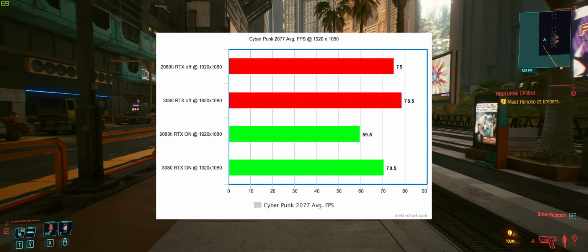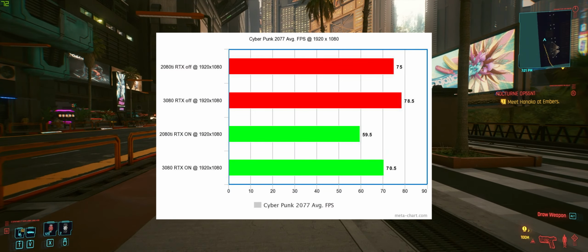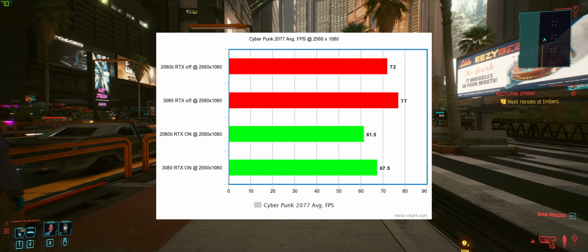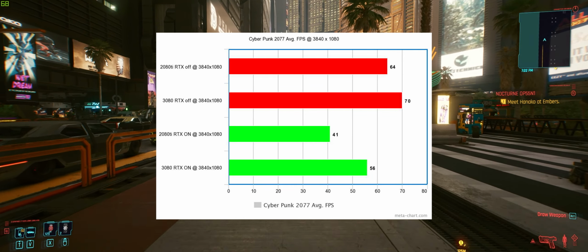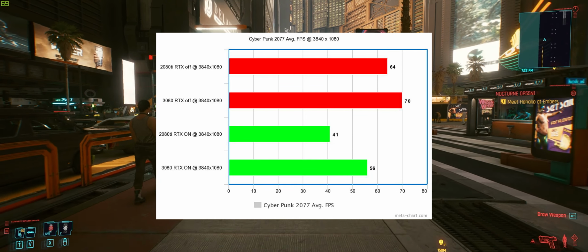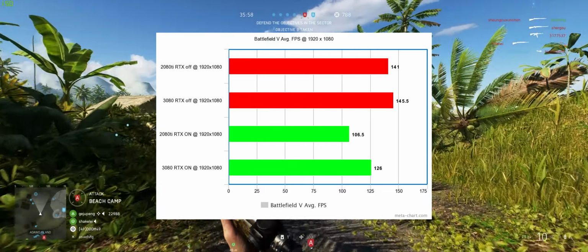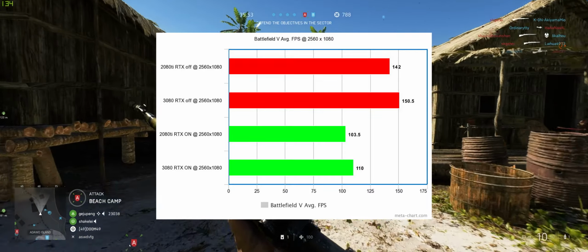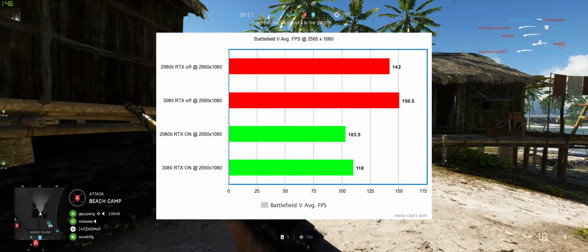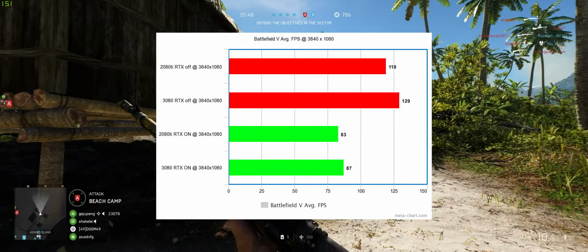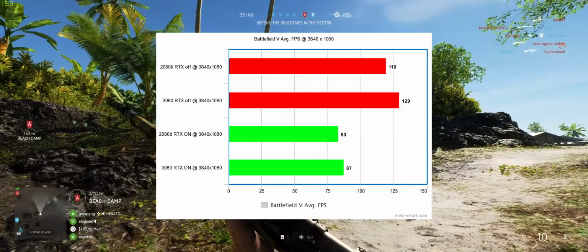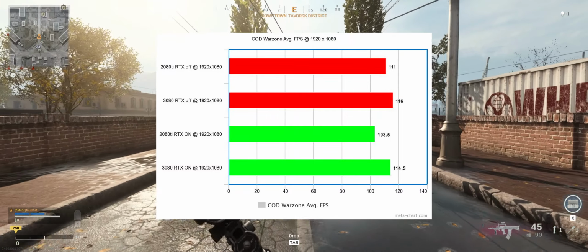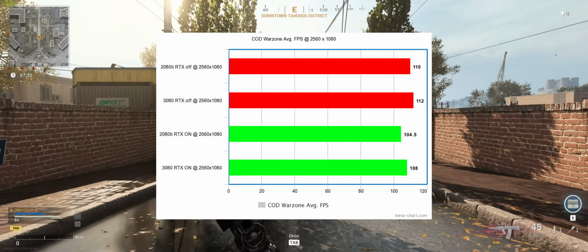In these graphs, red represents ray tracing off and green represents ray tracing on. And overall, I noticed that the 3080 gave about a 7% increase in frame rates over the 2080 Ti. But not only that, the more important thing is the consistency of the frame rates on the 3080. It seems to be more consistent around the average frame rate, whereas the 2080 has a lot of dips and spikes, and that can cause a lot of frame rate issues. Essentially, you're getting a lot of low FPS with the 2080 Ti, and you actually feel it in the game, whereas the 3080 was very smooth along the way.